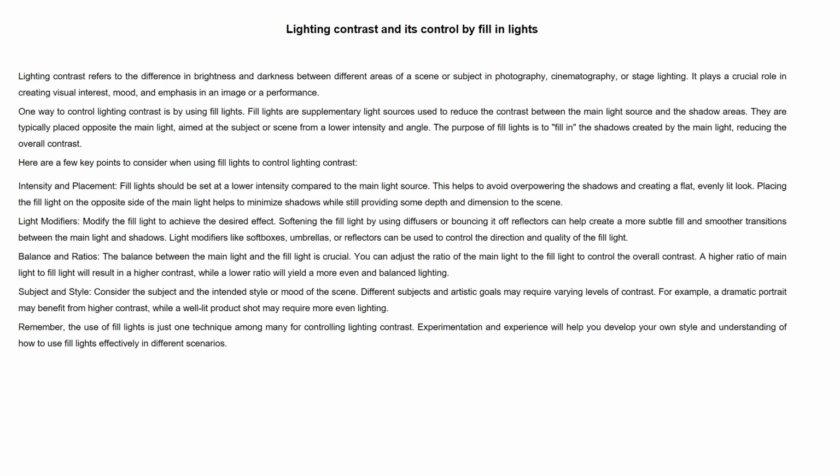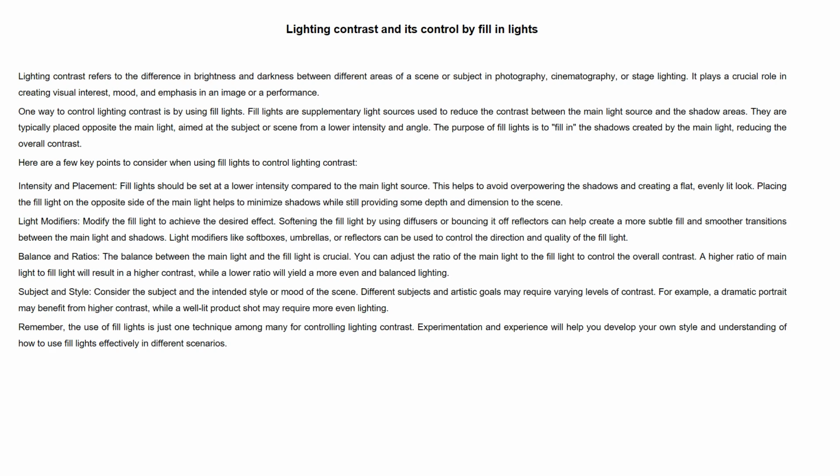Intensity and placement. Fill lights should be set at a lower intensity compared to the main light source. This helps to avoid overpowering the shadows and creating a flat, evenly lit look. Placing the fill light on the opposite side of the main light helps to minimize shadows while still providing some depth and dimension to the scene.